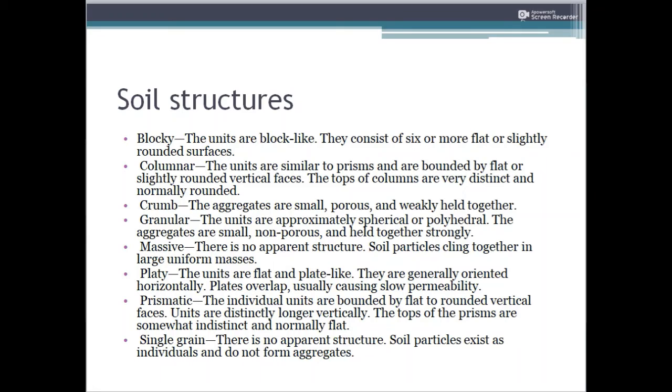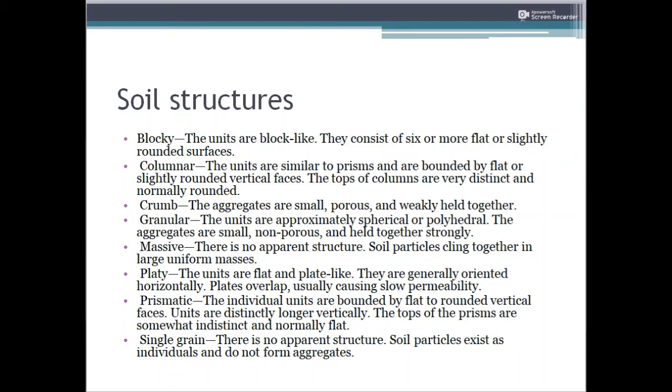They could be granular, where the units are approximately spherical or polyhedral, and they are small, non-porous and held together strongly. Or the soil can be massive, as in having no apparent structure, but held together in large uniform masses. That is, when the soil samples have been held together in a big mass, that is, a large amount of soil is connected together, we call it massive.